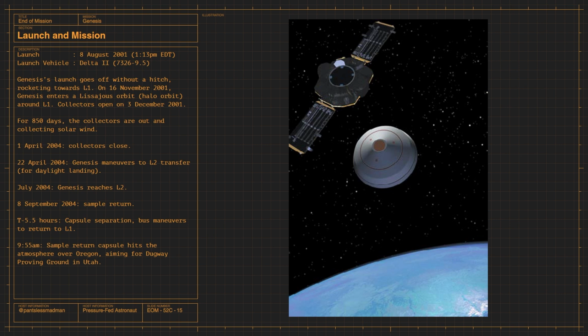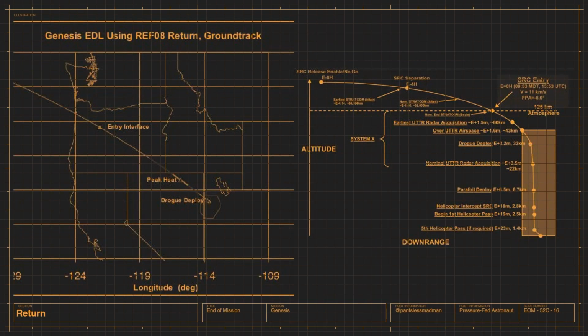So at 9:55 a.m., the sample return capsule hits the atmosphere over Oregon, aiming for Dugway Proving Ground in Utah. Okay. Going over the West Coast? Yep, so here it is. It's going to come in like this, get peak heating over Nevada, and then land at Dugway. So there's the Great Salt Lake. There's Salt Lake City there, to kind of give you a reference, right?